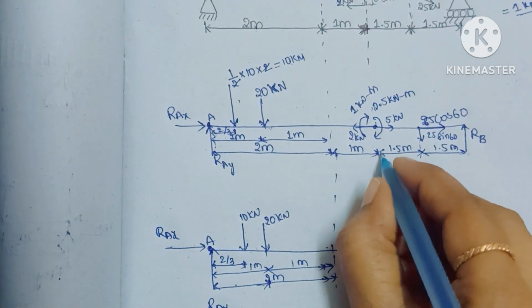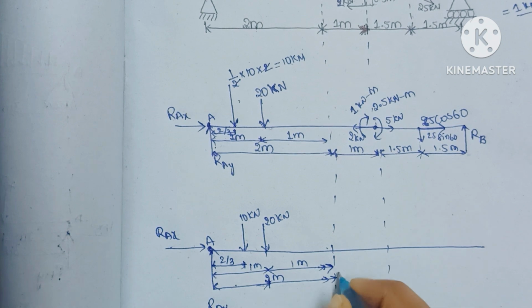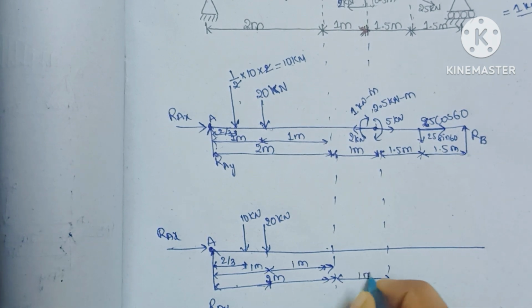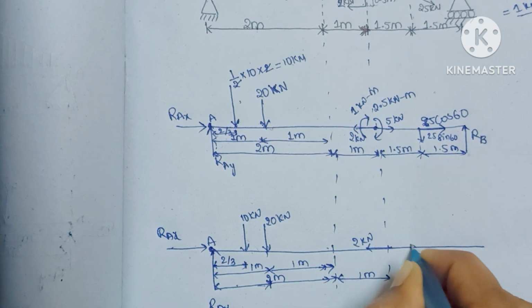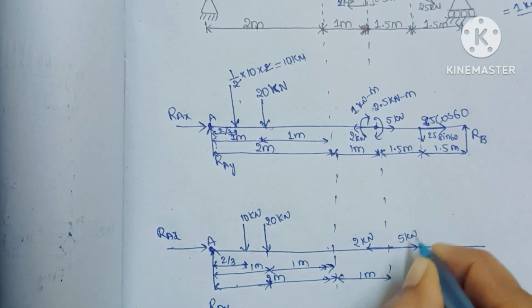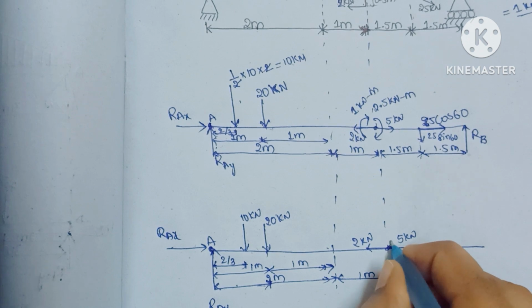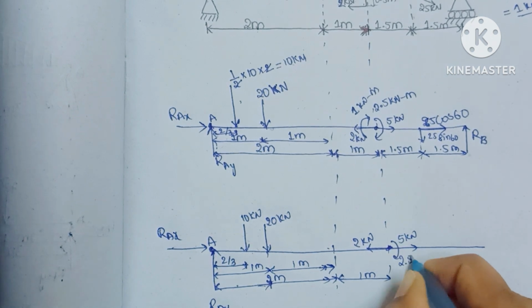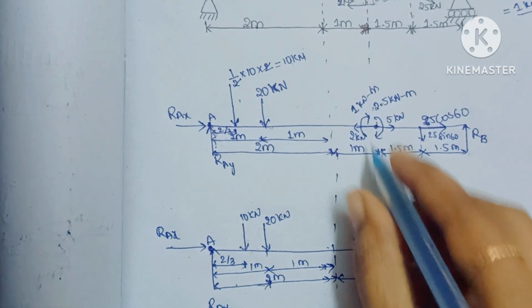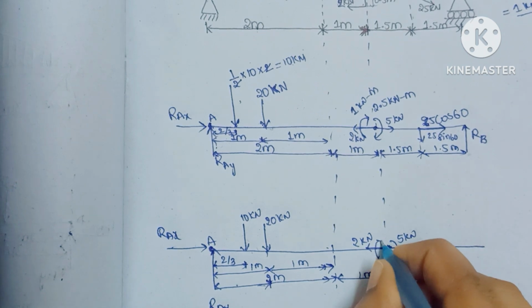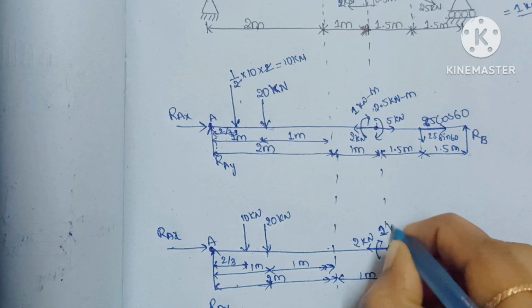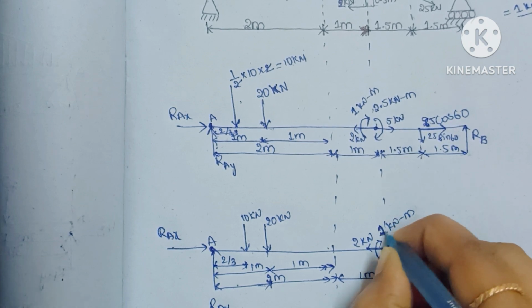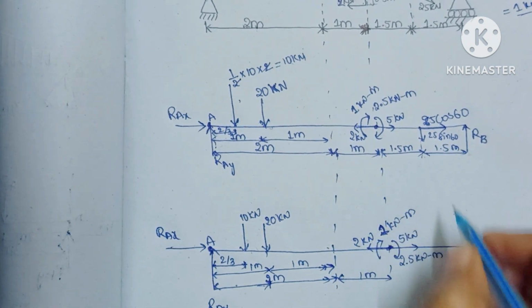Next one is at this point at 1 meter. So at 1 meter we have this side 2 kilonewtons of force, this side also 5 kilonewtons of load, and at this point we have 2.5 kilonewton meters of moment, and this side we have 1 kilonewton meter of moment.